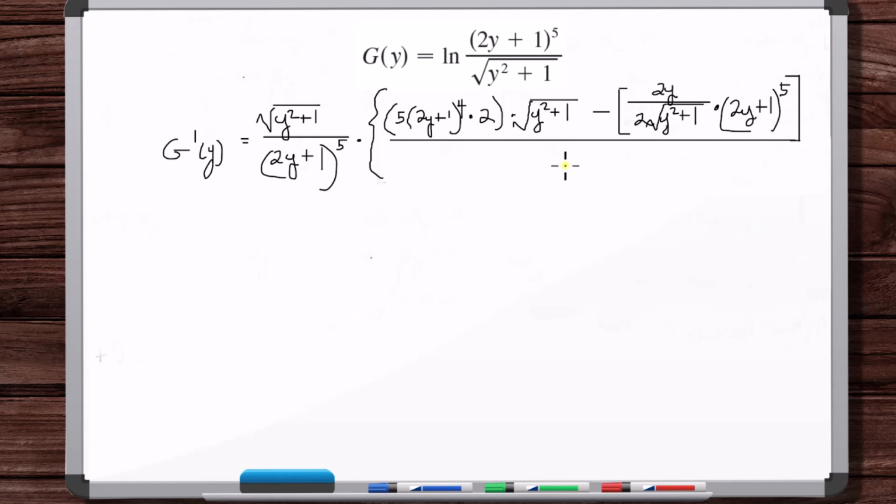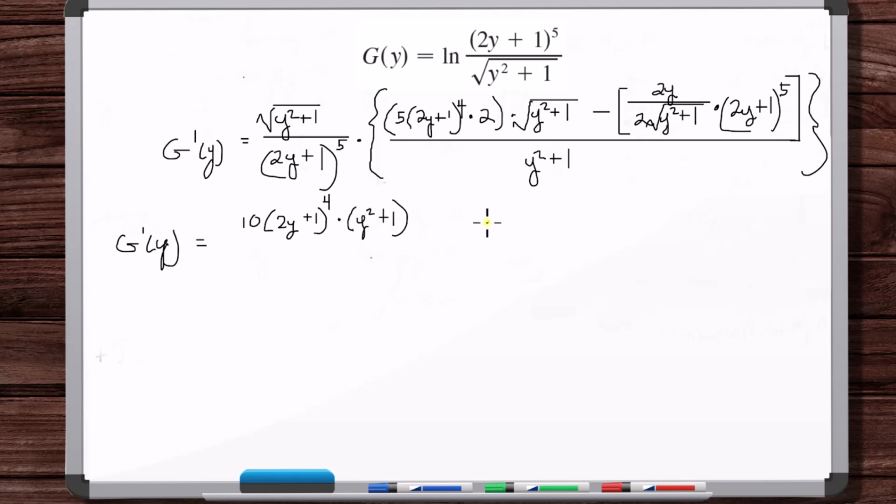All over the bottom squared. Okay, so now that's the derivative. Let's just do some algebra to simplify this as much as we can. So we distribute this y squared plus 1, the square root of y squared plus 1, and what do we get? We get, so this here is 10 (2y plus 1) to the 4th, and then so now times y squared plus 1.